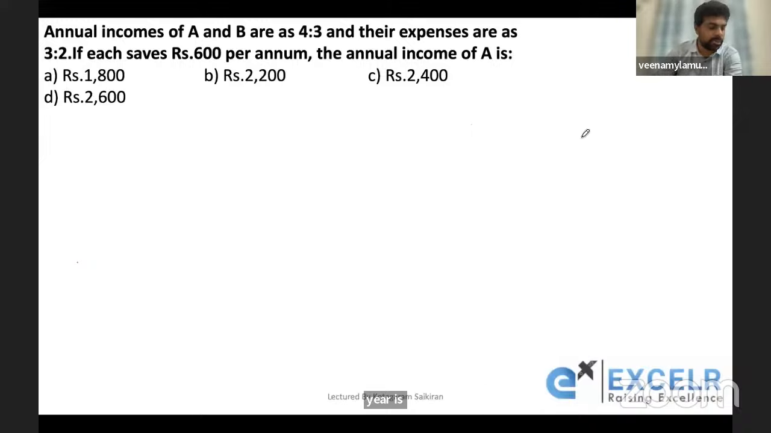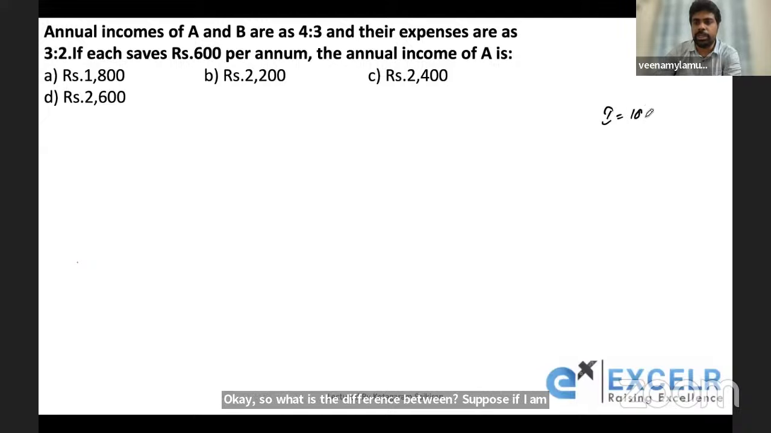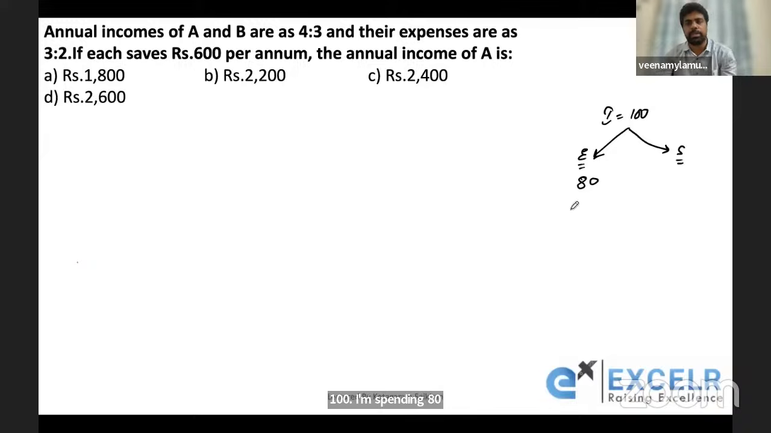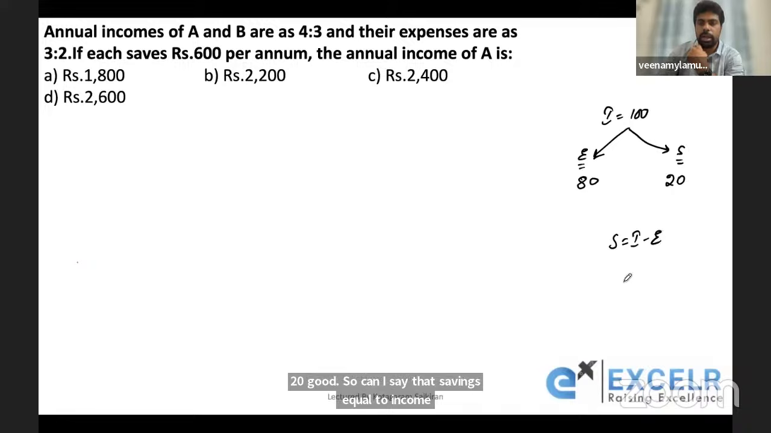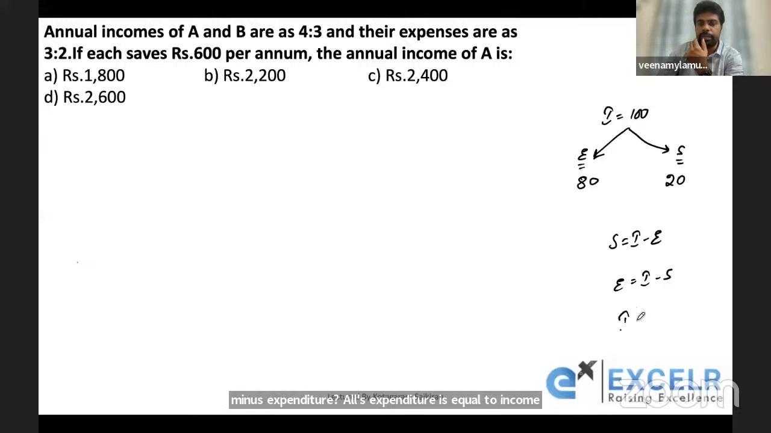Okay. Suppose I am earning 100 rupees and I am spending 80 rupees. So my savings will be how many rupees? 20 rupees. Good. So can I say that savings equal income minus expenditure? Or else expenditure is equal to income minus savings? Or else income equals expenditure plus savings? All of these will give you the same.